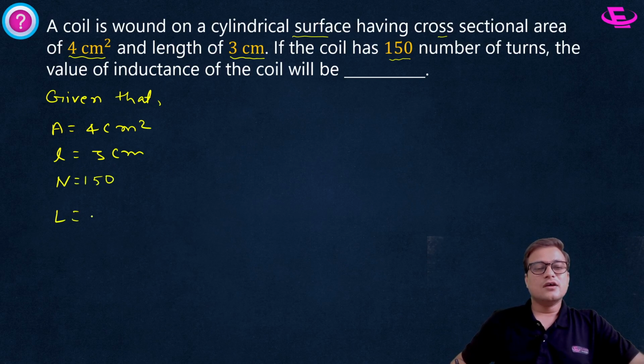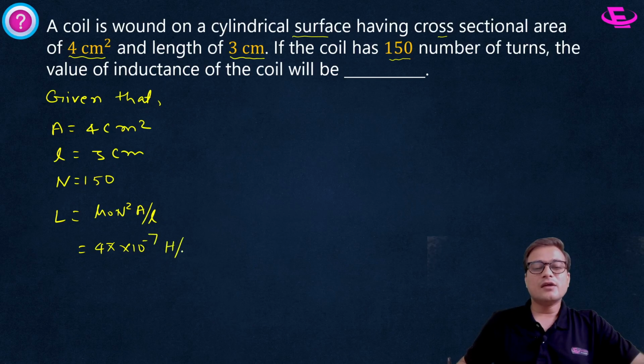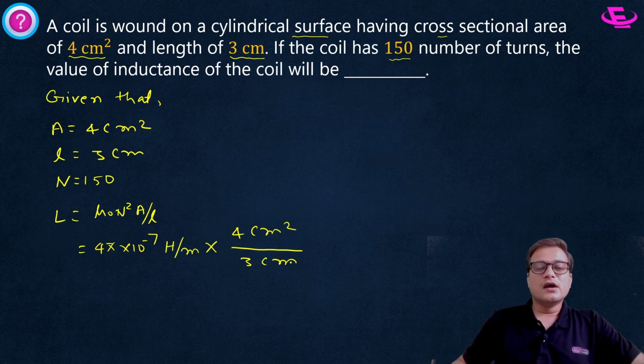So the value of inductance is mu naught n square A by L. Here they have not mentioned any medium or permeability, so you have to take 4 pi into 10 to the power minus 7 Henry per meter, into the area of cross section 4 centimeter square divided by 3 centimeter. Now 1 centimeter square is cancelled, so it becomes 4 pi into 10 to the power minus 7 into 150 square into 4 by 3 into Henry per meter into centimeter.